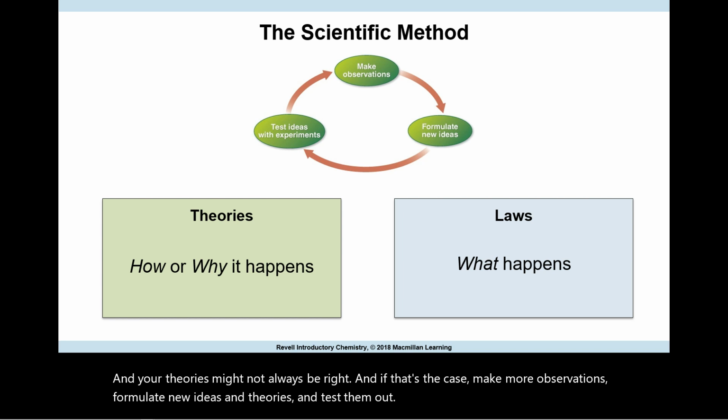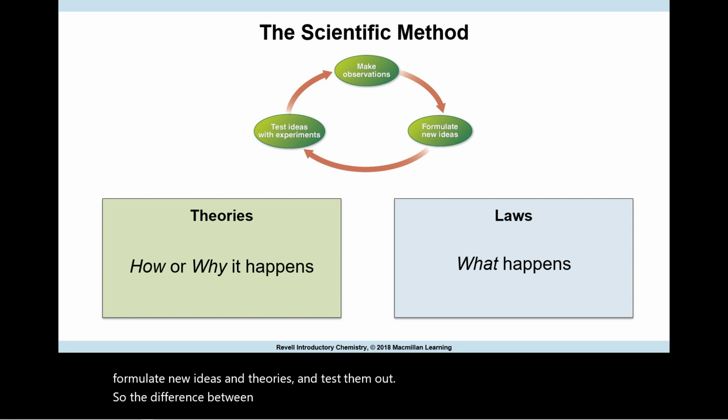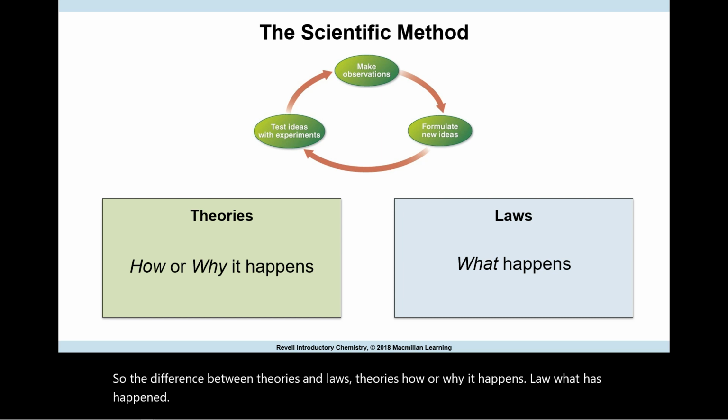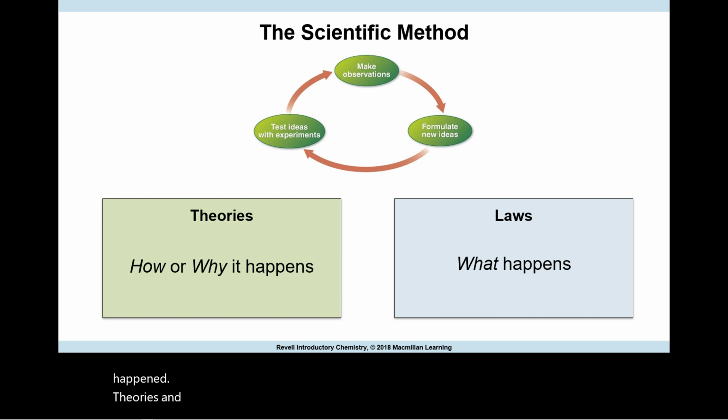So, the difference between theories and laws. Theories: how or why it happens. Laws: what has happened. Theories and laws are a little bit different. Scientific laws provide a concise description of behavior, so they tell us what is happening. On the other hand, theories explain how or why something is happening.